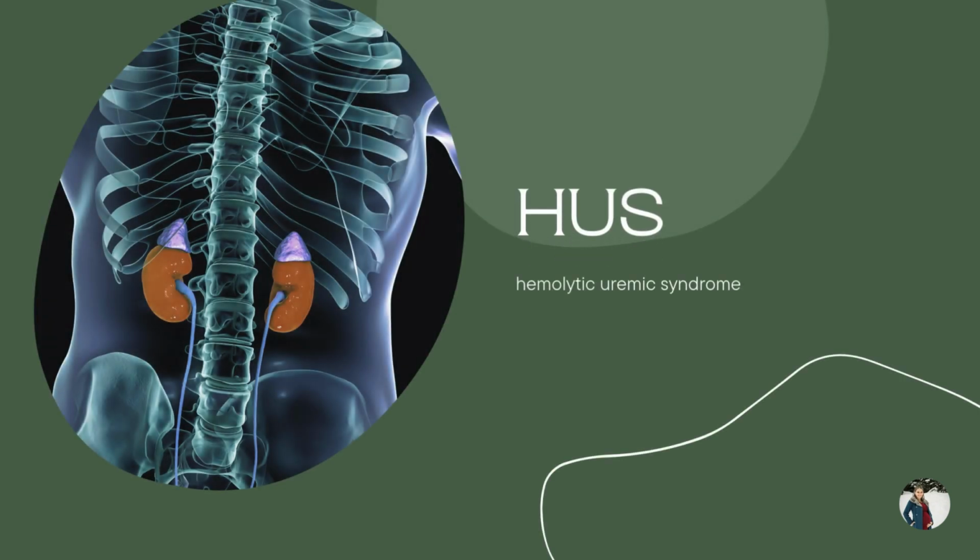EHEC can cause hemolytic uremic syndrome, which is a life-threatening condition that leads to kidney failure, anemia, and low platelet count. Signs include blood or decreased urine output, paleness, swelling, especially in the hands, face, and feet, or bruising easily. This is a life-threatening emergency and needs urgent care.